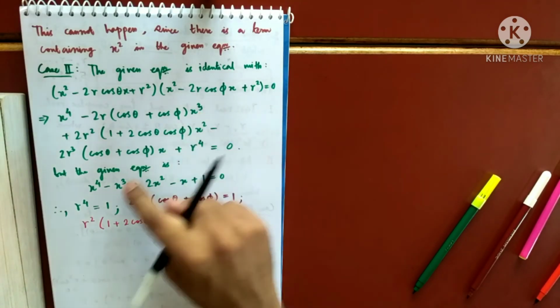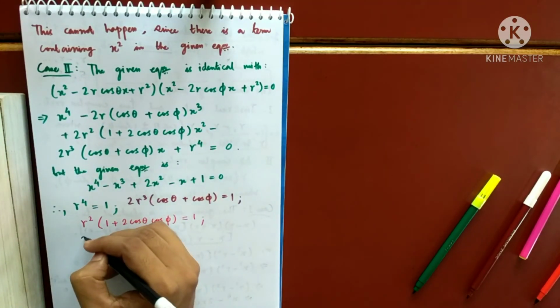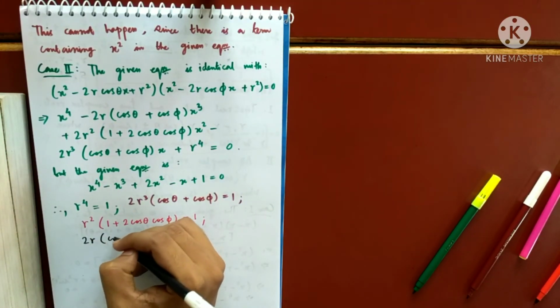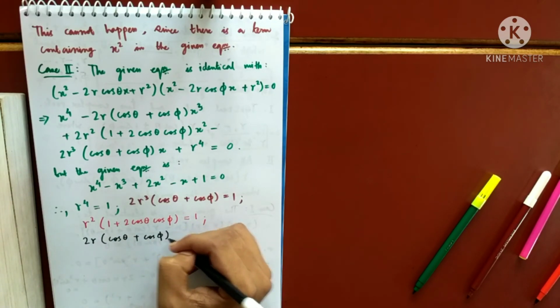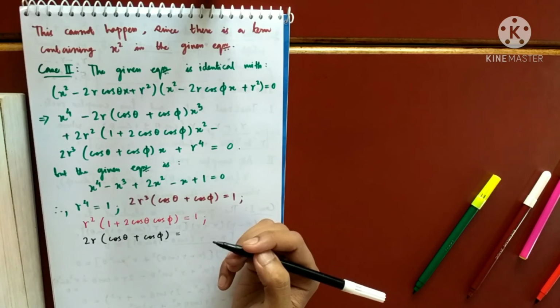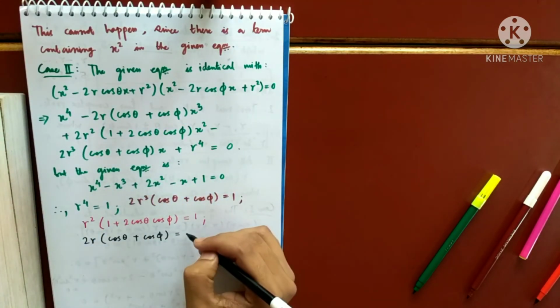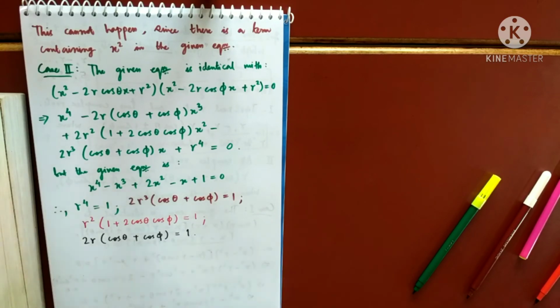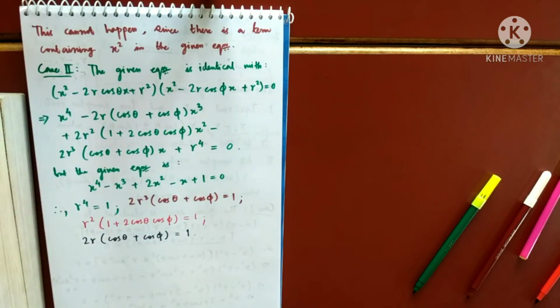Now the coefficient of x cube. So, compare the coefficient minus 1 equated to this. So, 2r, cos theta plus cos phi, equals to, so minus 1 minus 1. Yeah, so this is 1. And coefficient of x to the power 4 is 1, no need to write. We have this many equations to solve for r, theta and phi.